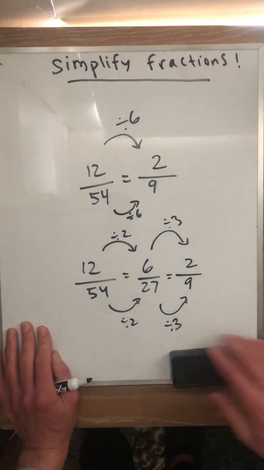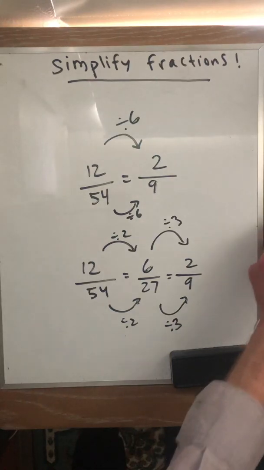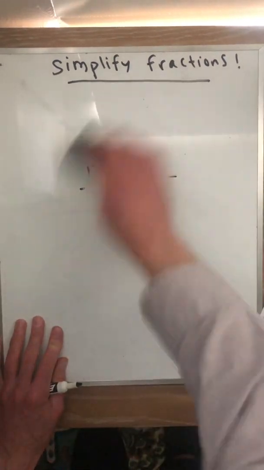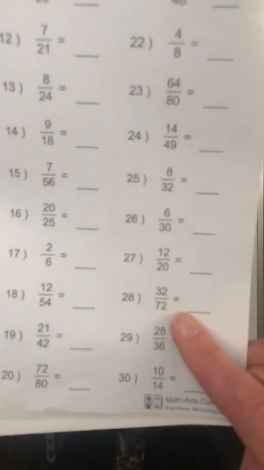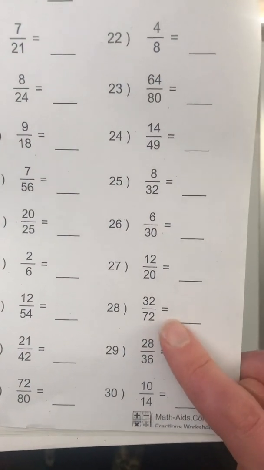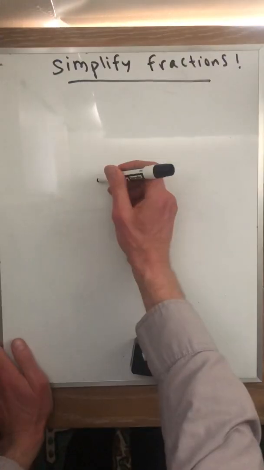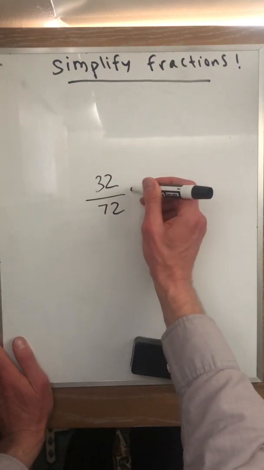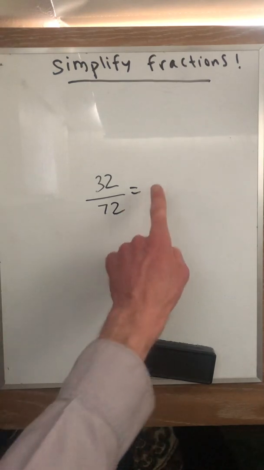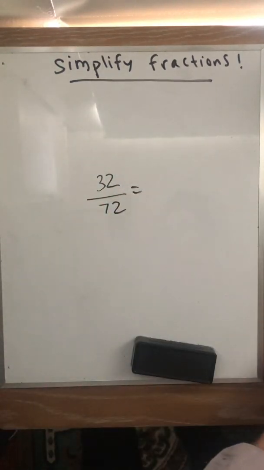Let's do one more as a group. Let's do a big one at the end. I see these big numbers, 32/72. Let's try that one. That seems kind of intimidating. Number 28, 32/72. Okay, so we need to find an equivalent fraction that is lower than that. We're going to start simplifying this guy.